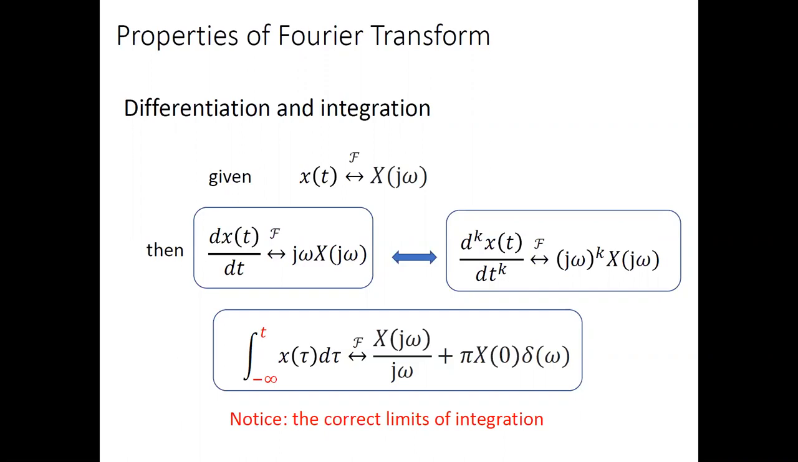And this can further imply the higher order derivatives of x. So we have a kth order derivative of x, d^k x/dt^k. Then its Fourier transform is just multiplying capital X with j omega to the power k. Because every time we lift an order up for the derivative, there is one additional j omega that multiplies to the result. Therefore, for the kth order, we have j omega multiplied k times.